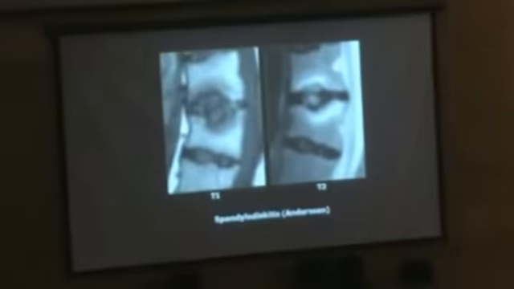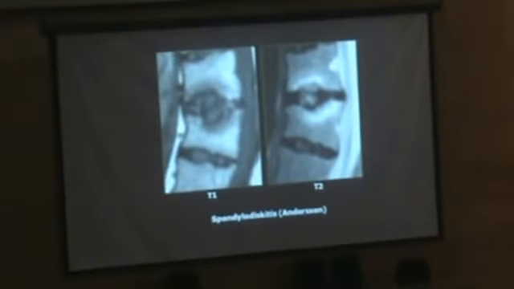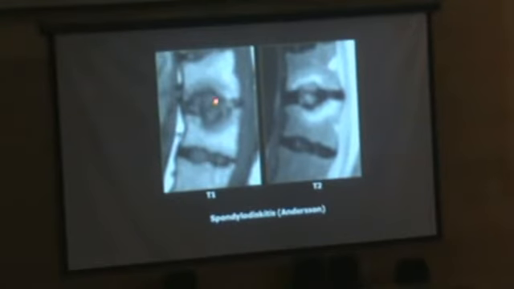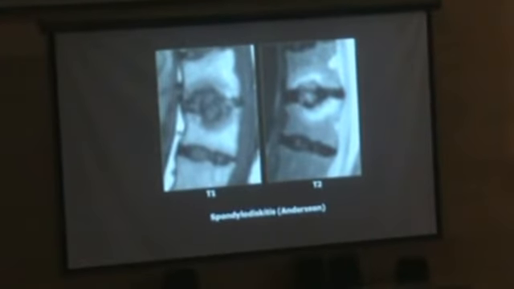So just to show you some examples. This is an example of an active or inflammatory Anderson spondylodiscitis. You can see destruction of the intervertebral disc with low signal intensity on T1 and high signal intensity on T2, showing the edema pattern of the subchondral plate, which tells us that there is inflammation going on in this process. So this is active.